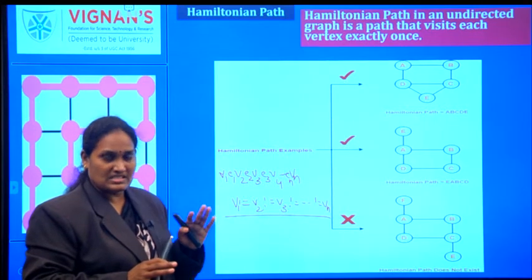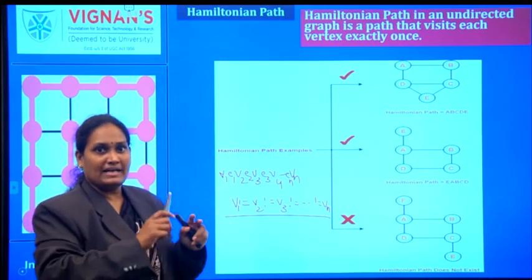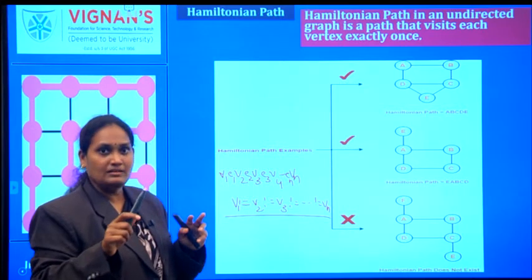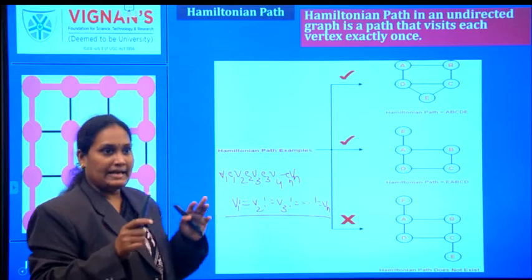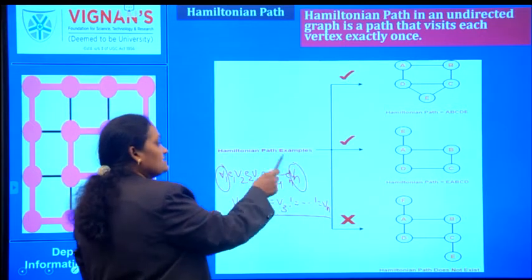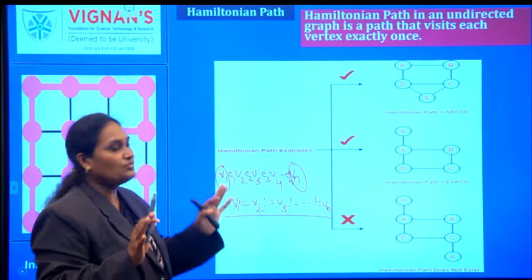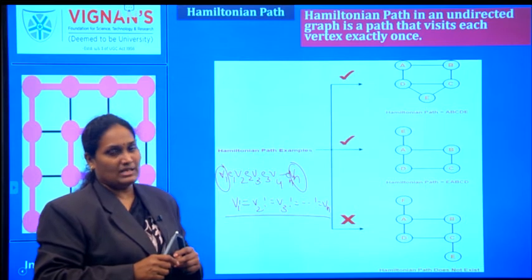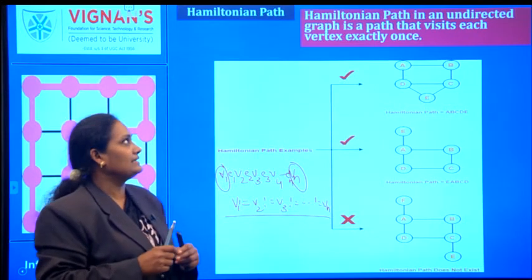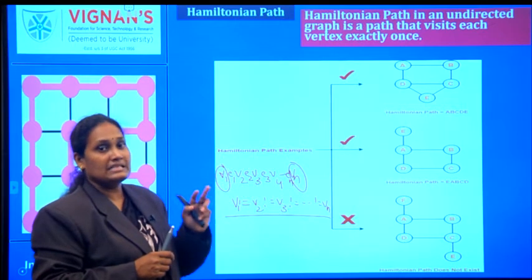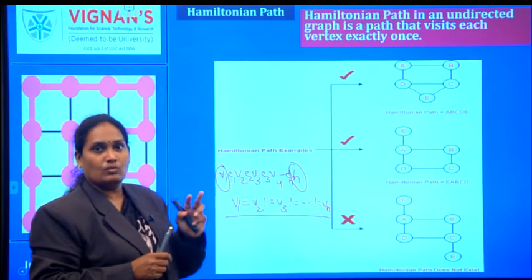The visiting process should also be done through the edges. And the Hamiltonian path starts with a vertex and ends with a vertex. So finally, how can we define a Hamiltonian path? A Hamiltonian path in an undirected graph is a path that visits each vertex exactly once.